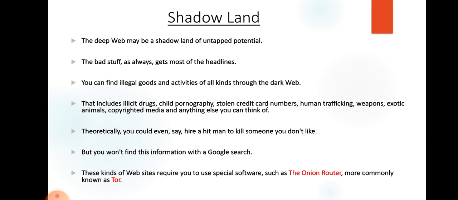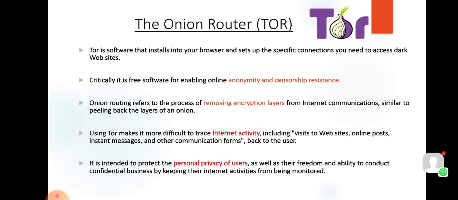So TOR is nothing but software that will be installed into your browser and set up the specific connection you need to access a particular dark website. So we can say that for accessing illegal content, the software available is TOR, the Onion Router. It needs to be installed in your browser and set up specific connections for accessing the particular dark websites, websites which will be illegal.